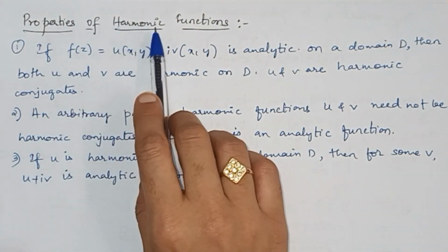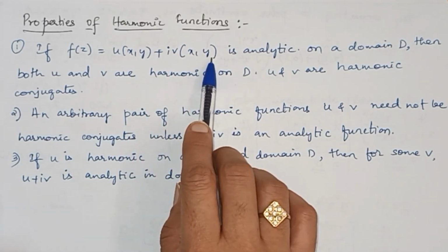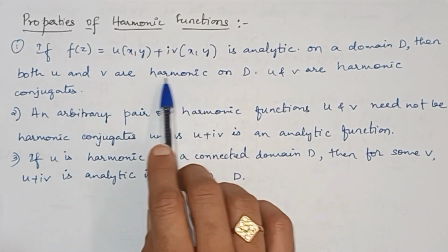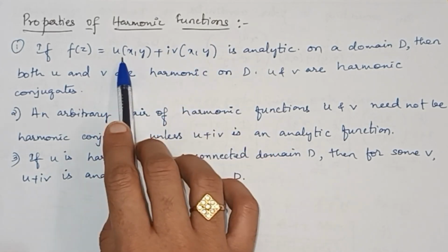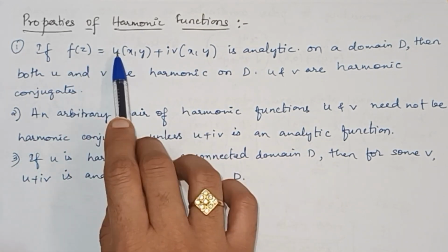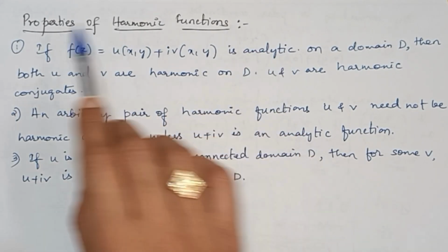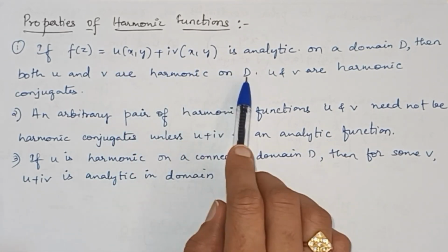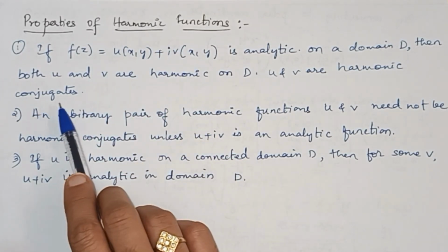Now, properties of harmonic functions. If f of z equal to u of x comma y plus i into v of x comma y is analytic on a domain D, then both u and v are harmonic on D. So if you have an analytic function in this form where u is the real part and v is the imaginary part of the given function, then both u and v are harmonic because the condition given is analytic. If the function is analytic, then its real and imaginary part functions are harmonic and they are called harmonic conjugates. u and v are harmonic conjugates.